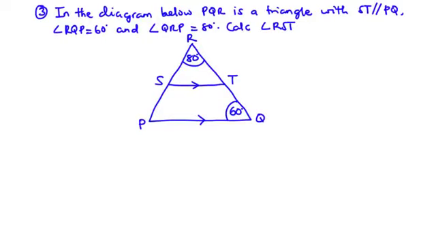Now to example 3. In the diagram below, PQR is a triangle. Angle RQP is 60 degrees and angle QRP is 80 degrees. Calculate the angle RST. So in this diagram, we have these two lines, that is ST and then PQ, to be parallel to each other. And then we have the angle RQP to be 60 degrees and then QRP also to be 80 degrees. Now we are asked to find the angle RST, and this is RST. So we are looking for the value of this angle. Now let's try to solve this problem together.